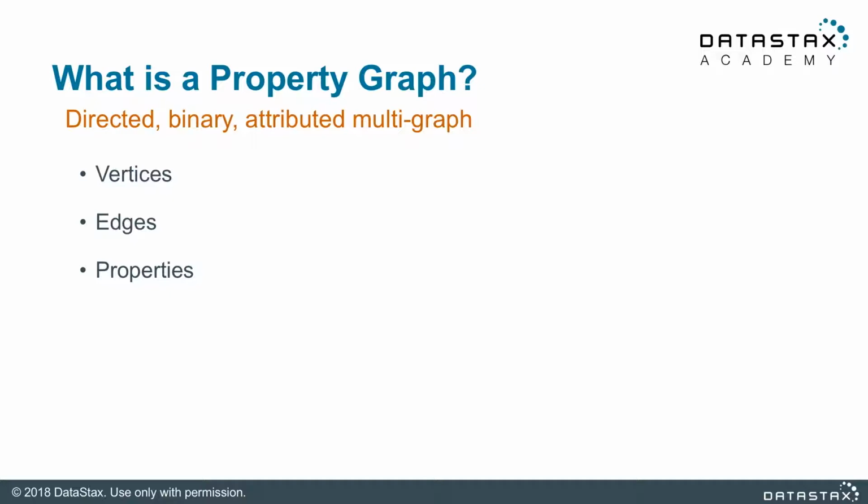Mathematically, we can define a property graph as a directed, binary, attributed multigraph. It consists of a set of vertices, a multi-set of directed binary edges, and key value pairs of properties associated with vertices and edges. For those that don't come from a mathematical background, property graph data models represent graphs using three elements: vertices, things; edges, relationships; and properties, attributes on either vertices or edges.